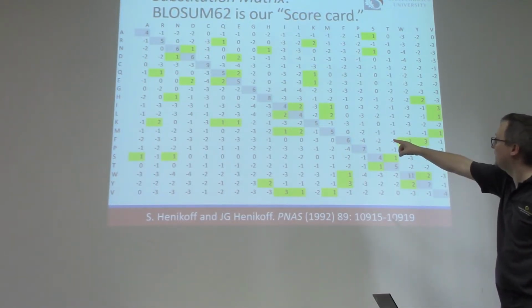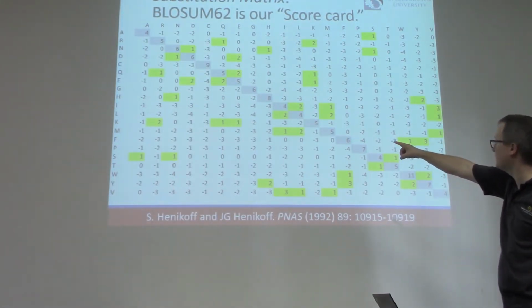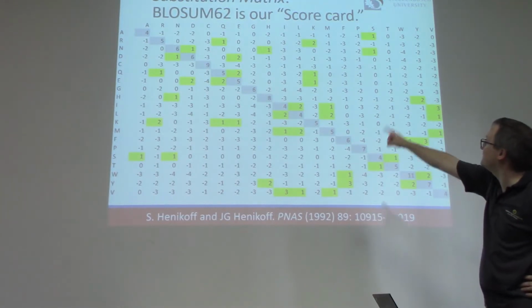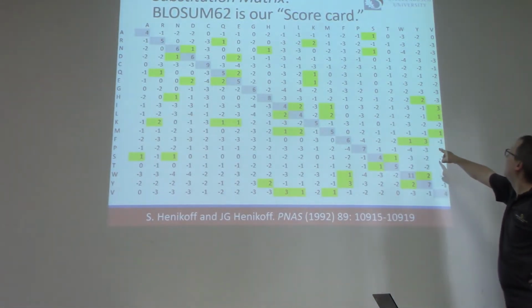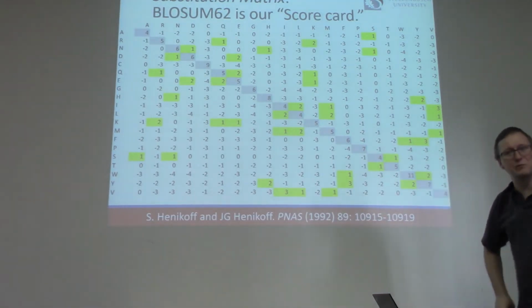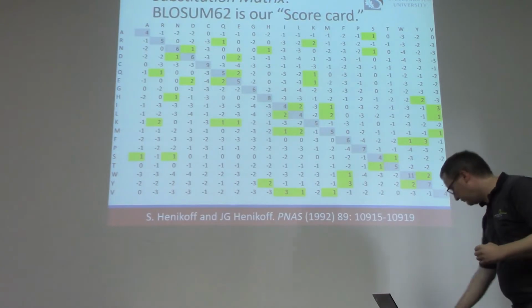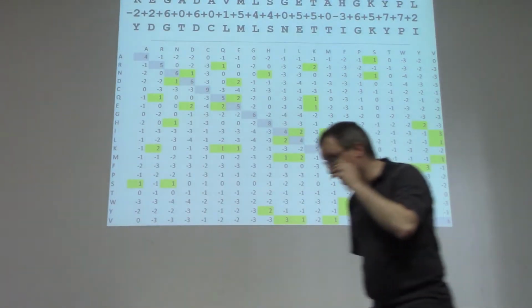What about methionine? Methionine and leucine are pretty good comparisons for each other. Methionine and isoleucine, also allowable. But really, methionine and tyrosine are pretty replaceable. So how does this work? How do we use this scorecard? I'm going to move on to the next slide here.